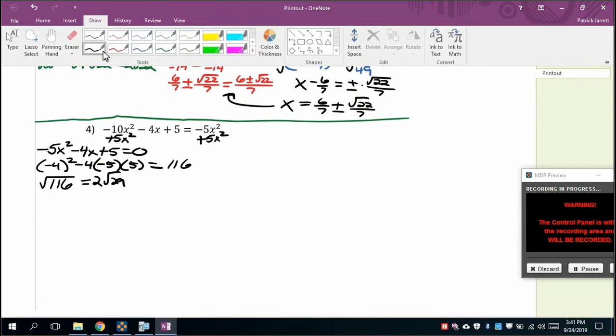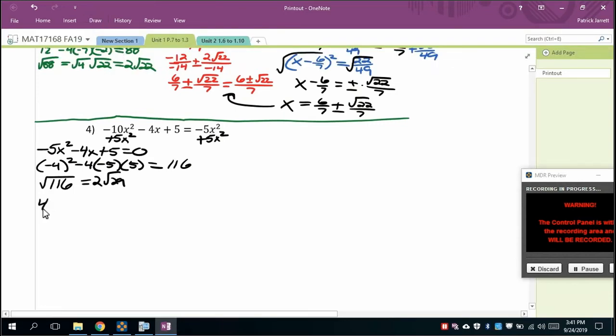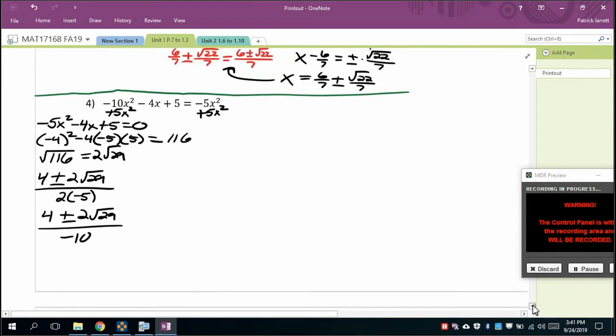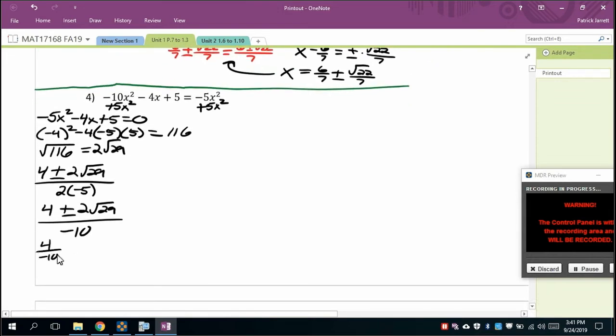So if we plug the rest of this stuff in, it'll be 4 plus or minus 2 times the square root of 29 over 2 times negative 5, which is negative 10. So 4 plus or minus 2 root 29 over negative 10. We can either split that up, so 4 over negative 10 plus or minus 2 root 29 over negative 10, which is negative 2/5 plus or minus square root of 29 over 5, or negative 2 plus or minus the square root of 29 all over 5.